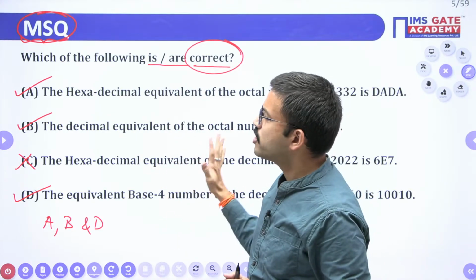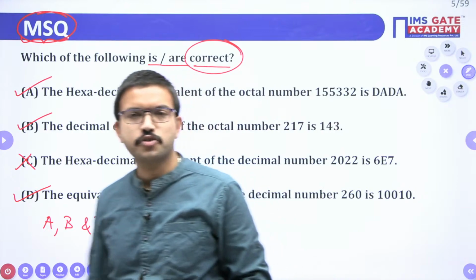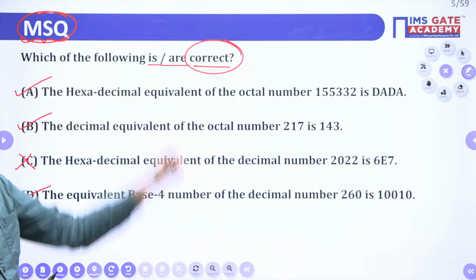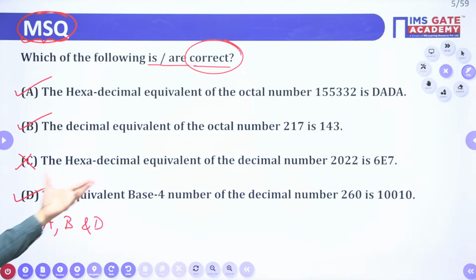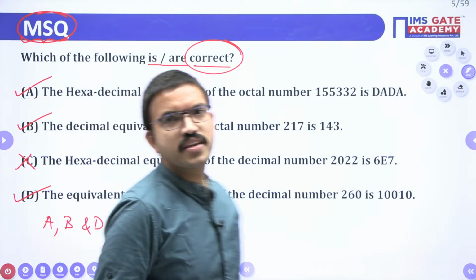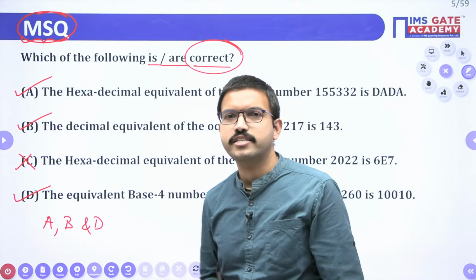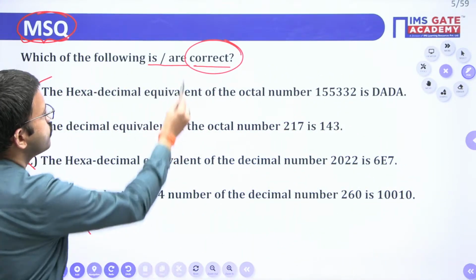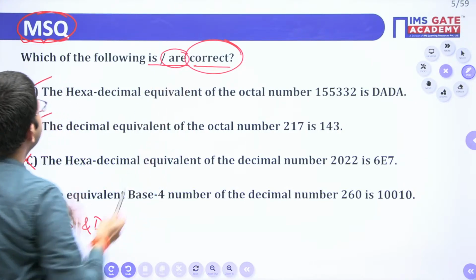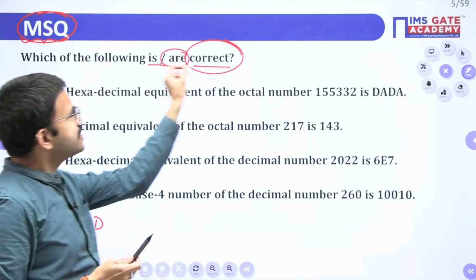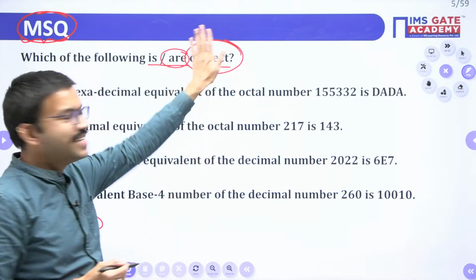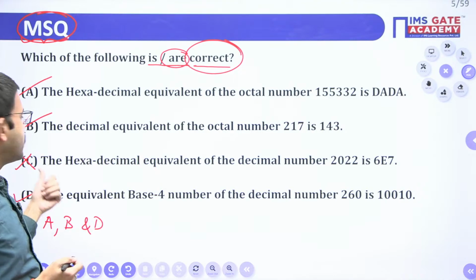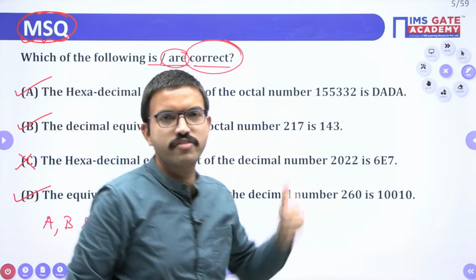Now, if they want to frame the same question as MCQ, can you guess what the framing will be? The same question they can frame as MCQ also. MCQ means only one option will be correct. Instead of which are correct, they can mention which of the following is incorrect. If they mention incorrect, then obviously option C is incorrect. So that will be the correct option for the given question, right?